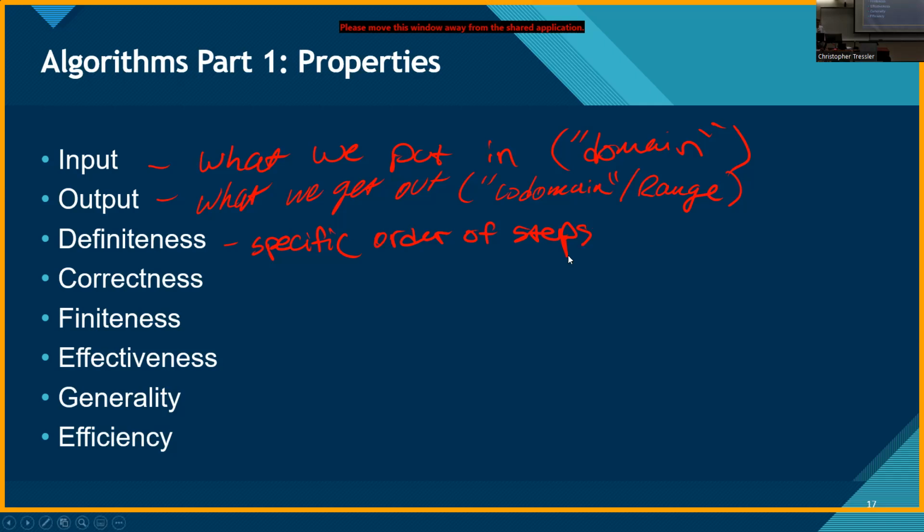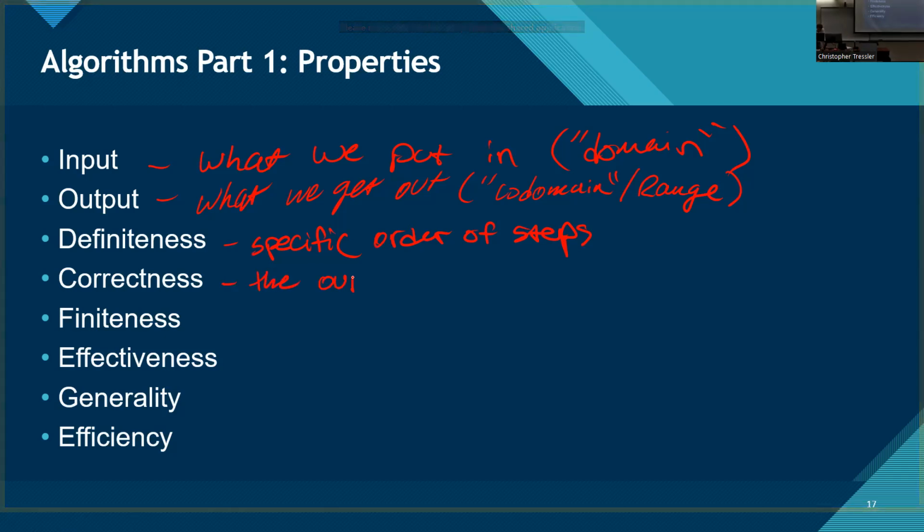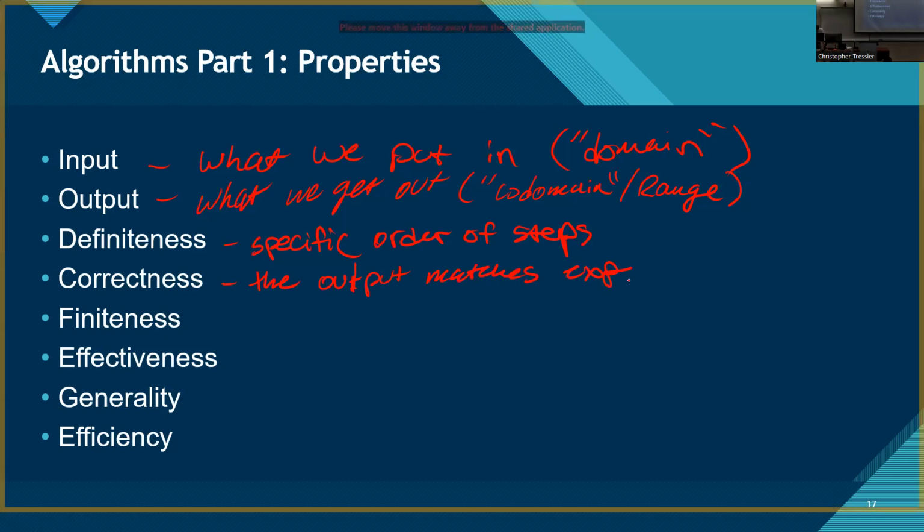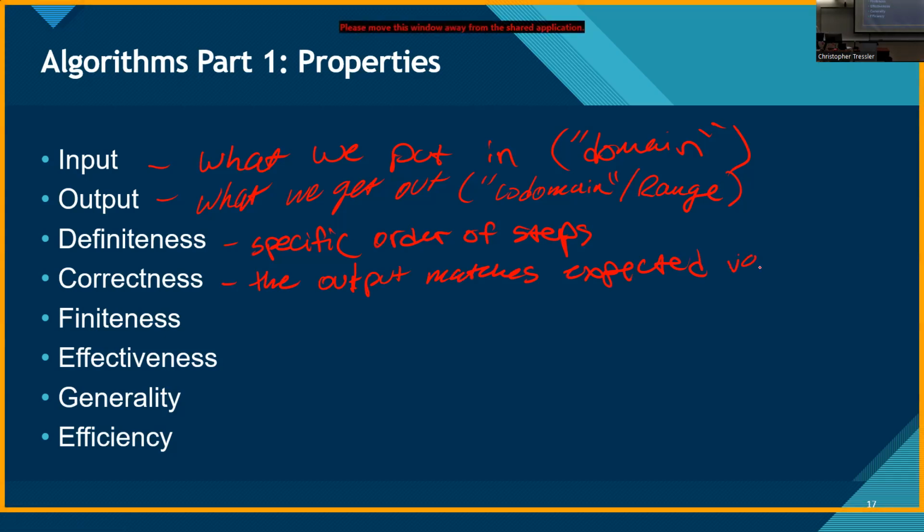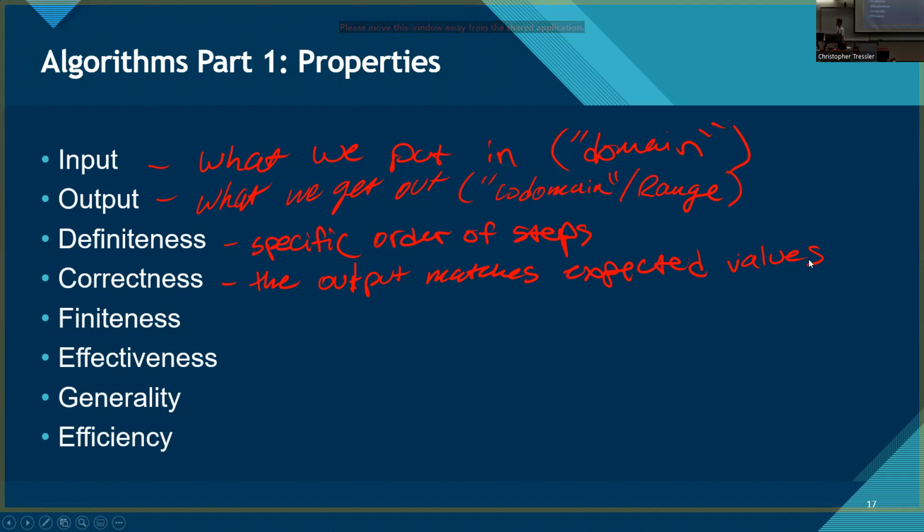Then we have correctness. This one's kind of obvious, but it's basically the stuff that you get out of the algorithm is actually what you expect. So I will say the output matches expected values. Let's say I made an algorithm to calculate factorials using a recursive function or something, and I put in 2 as my input, I would want to get 2 as my output. If I put in 2 as my input and I got 4 as my output or 6 or something, clearly we have some form of error there.